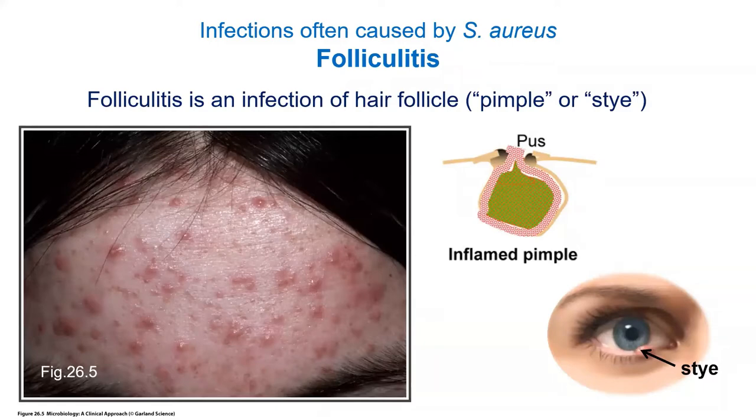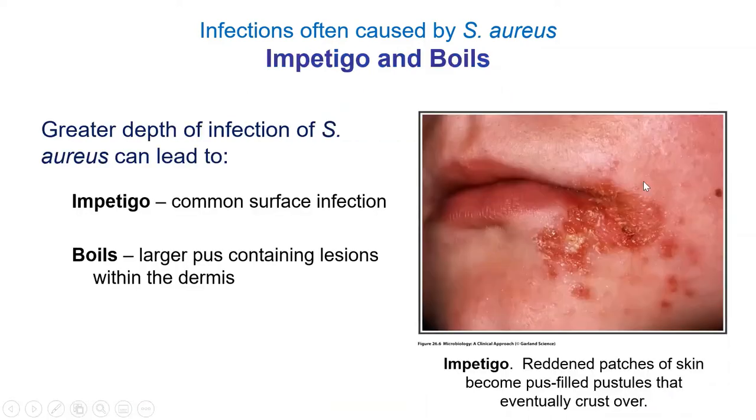So this is an infection of a hair follicle, right? The bacteria growing in there, you get a little bit of pus. The pus usually involves some dead white blood cells and a little bit of inflammation, which causes the heat and the redness and those kinds of things. So usually not too serious, just annoying.